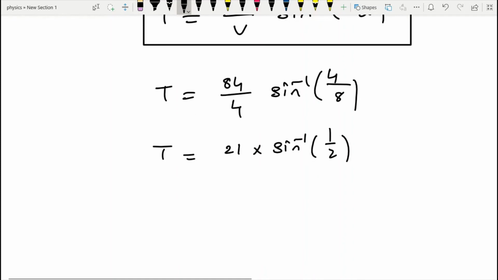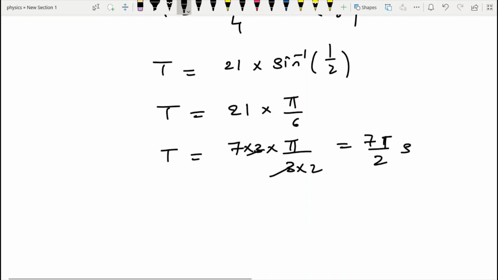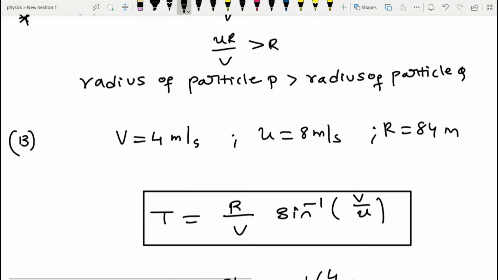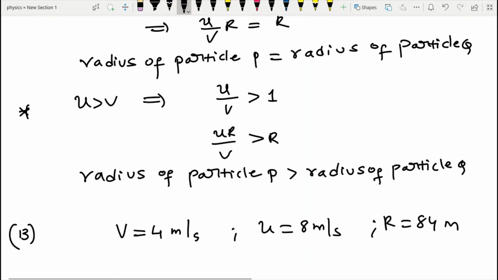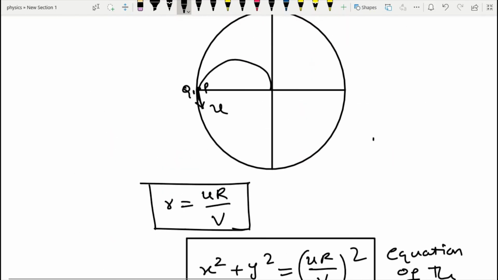Sine inverse 1 by 2, that value is pi by 6. So this is 7 threes, 3 twos. So 7 pi by 2 seconds. So this is the time. If you want to calculate, you can also calculate the pi value: 7 pi divided by 2 seconds comes out to be around 11 seconds approximately. Approximately in 11 seconds, the particle P will chase the particle Q. Okay. So this is the answer for the question given.